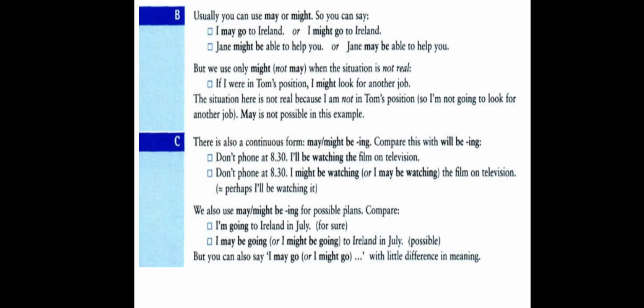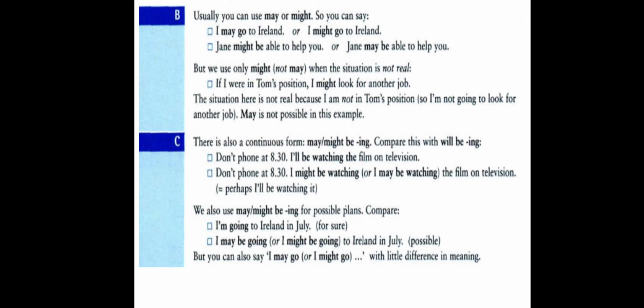To express possibility, here we use might plus the base form. The situation here is not real because I am not in Tom's position. So I am not going to look for another job. May is not possible in this example. That's why we don't use may, because the situation is unreal. I can't be in the position of Tom. I'm not going to look for the job. That's why I say, if I were in Tom's position, I might. I use might, not may. I might look for another job.